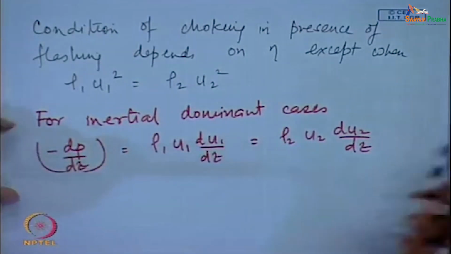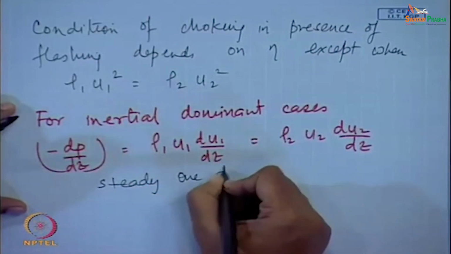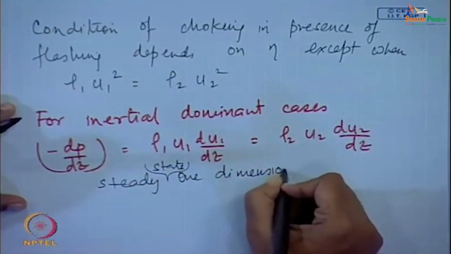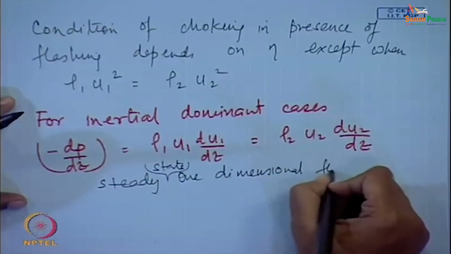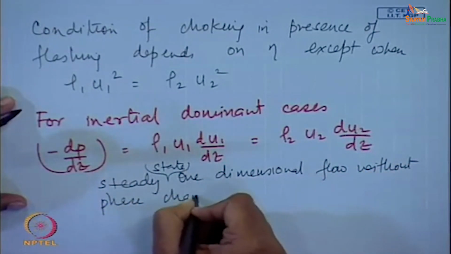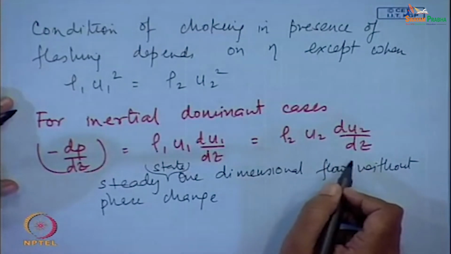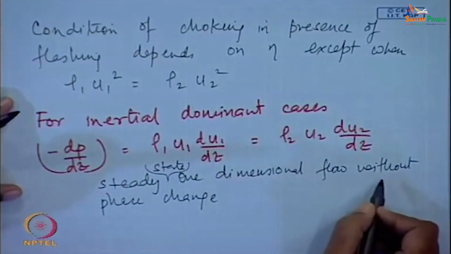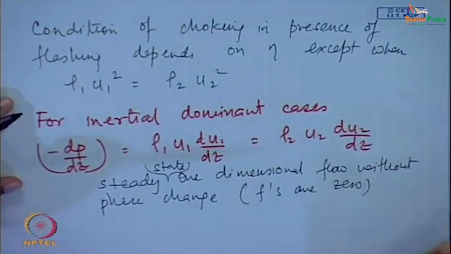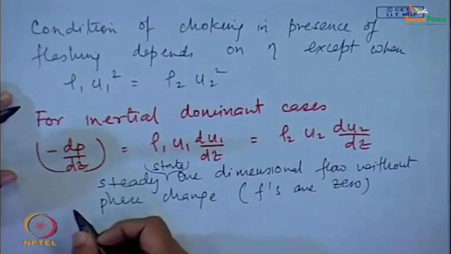Now, I will write down the assumptions again so that you do not forget. Same thing, please write down these assumptions in your exam: steady state, one dimensional flow without phase change. If phase change would have been there, then we could not have written such a simple equation. So, this equation has been written under the conditions of steady state one dimensional flow without phase change, such that the f's are 0. The g containing terms are also equal to 0, agreed. So, therefore, we have obtained this particular equation.